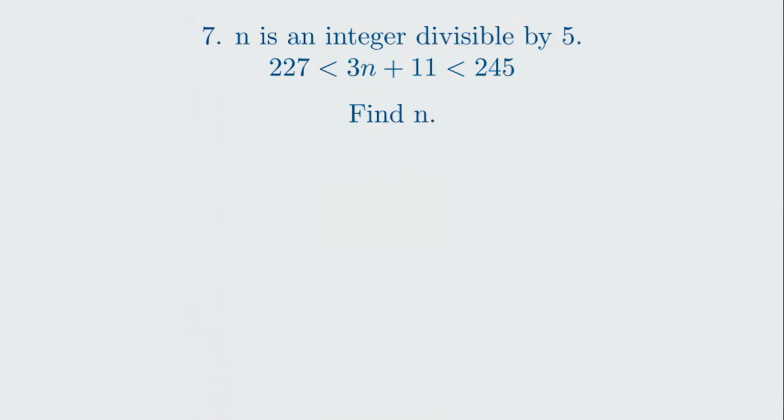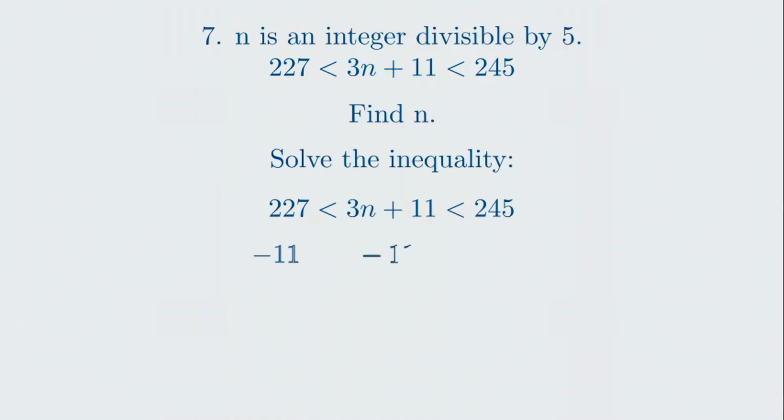Let's start by solving the inequality for n. The first step is to isolate the term with n in it, 3n. We can do this by subtracting 11 from all three parts of the inequality, the left side, the middle, and the right side. This gives us 216 is less than 3n is less than 234.